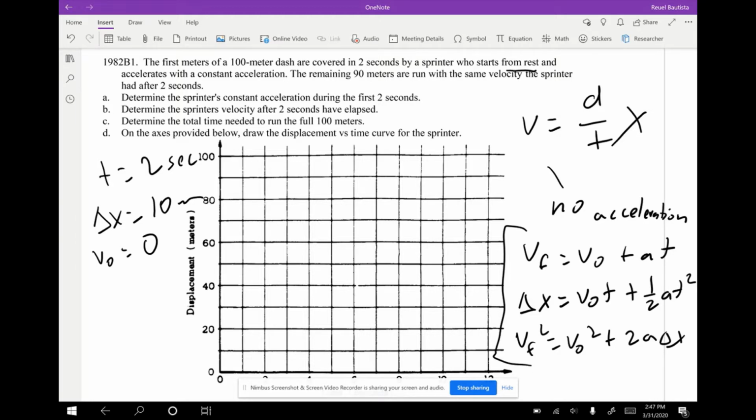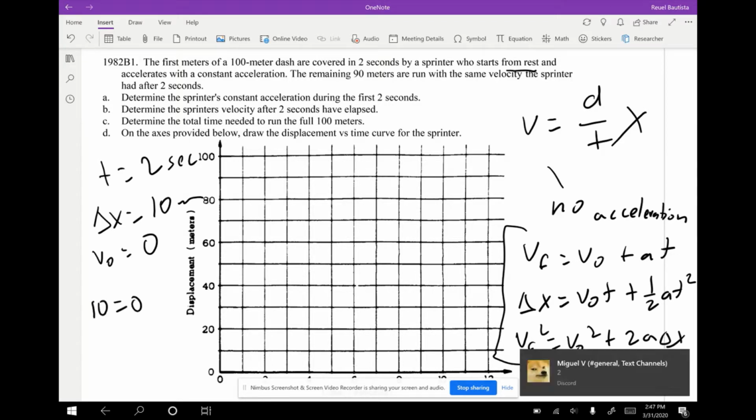Okay, so the second equation, right? We know the change in x is 10. Let's try this out. We know V0 is 0, right? We know time is 2, but that's irrelevant, right? Plus 1/2 a, and then I know time is 2 seconds.